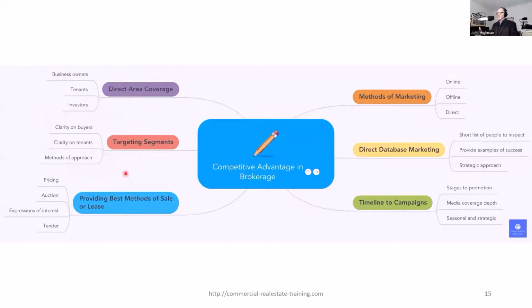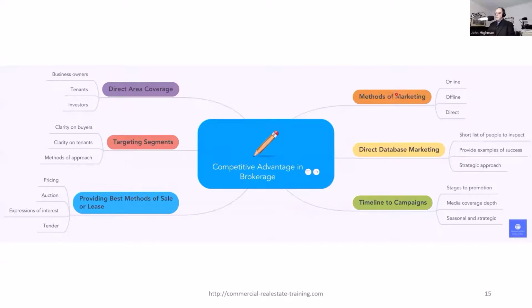Now, of course, when you find a listing, you've really got to think about the best methods of sale or lease. Pricing, maybe auction, expressions of interest or tender. Be the best choice when it comes to the best methods of sale or lease. Don't just list something. Be very selective and indeed take on listings exclusively. I'm not a big fan of open listings for many reasons. You probably are aware of why open listings are generally a waste of time.